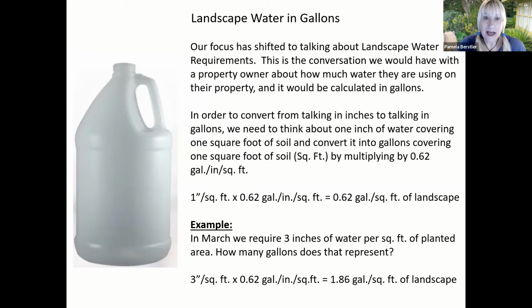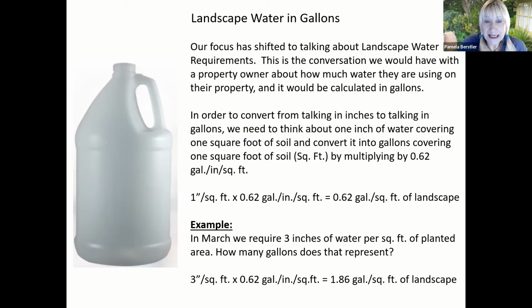So let's do a quick example that you can see here on the slide. We have a plant water requirement of 3 inches per square foot in March. So it's a little tricky, right? Because now we have a month also, but we have that many inches. Well, okay, so we have 3 inches of plant water requirement per square foot. So how many gallons is that per square foot?